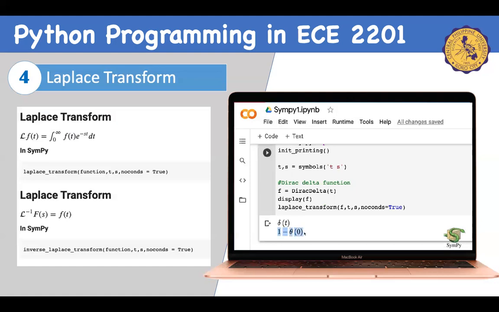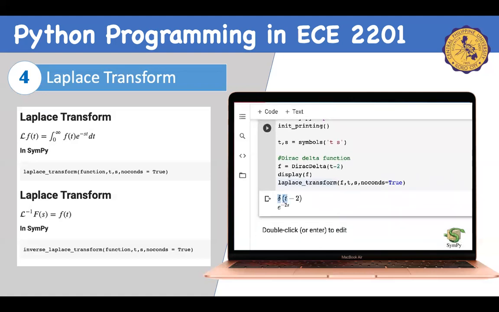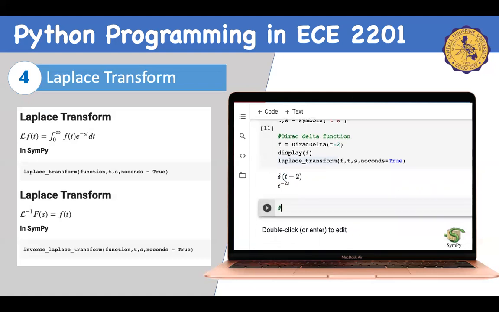The Laplace transform of the Dirac delta is 1 minus the unit step of 0. I don't know, that's the initial state of your Dirac delta. Now let's try to delay it by 2 units. What will be the result if we delay it by 2 units? That will be the shifted Dirac delta function, shifted by 2 units. So the result will be e raised to minus 2s. So that's it for the Dirac delta function.